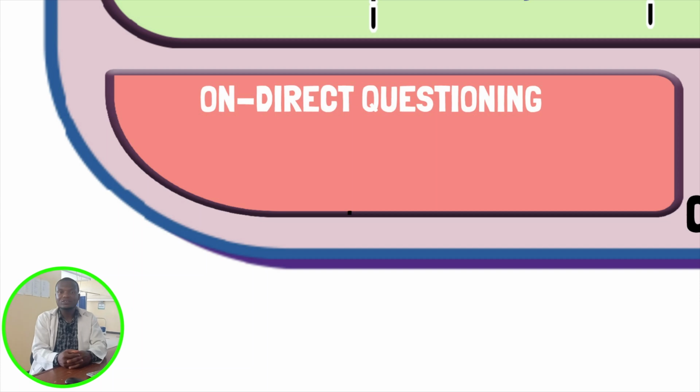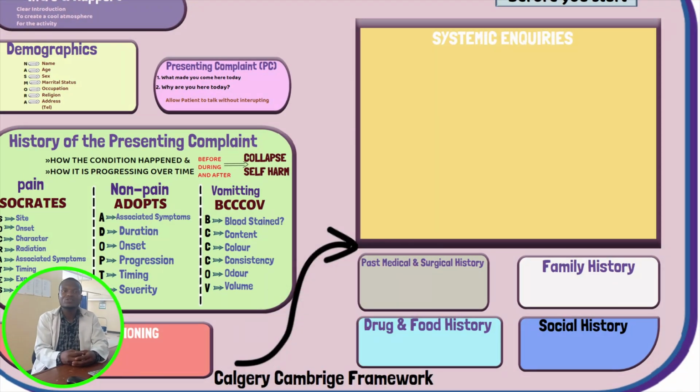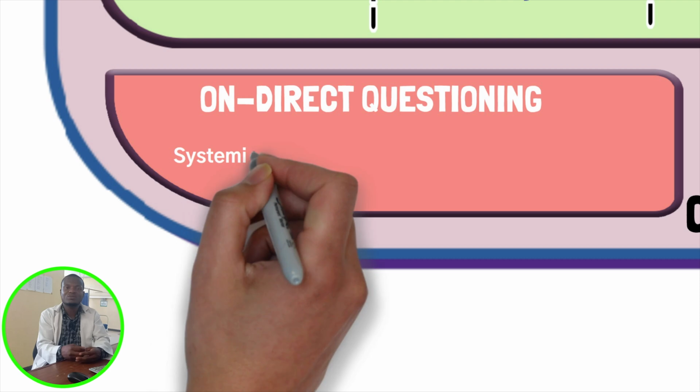For the indirect questioning, it's usually done to eliminate your differentials. So this is usually dependent on the presenting complaint. Usually when the patient is presenting with any symptom of the gastrointestinal tract or of the cardiovascular system, you ask questions of the systemic enquiries relating to that particular system.